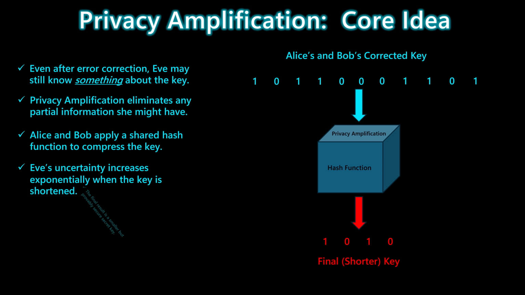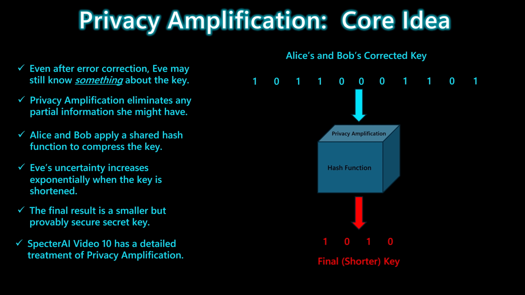Maybe she intercepted a few photons earlier. Maybe channel noise gave her partial information. Even a single bit of knowledge reduces the key's security. Privacy amplification is the final step that removes that risk completely. Alice and Bob take their corrected key and run it through a shared hash function. This compresses the key into a shorter one.